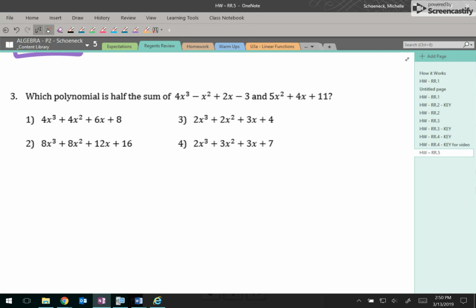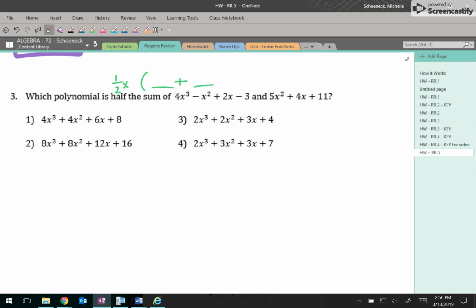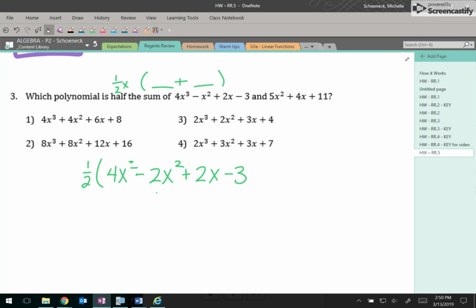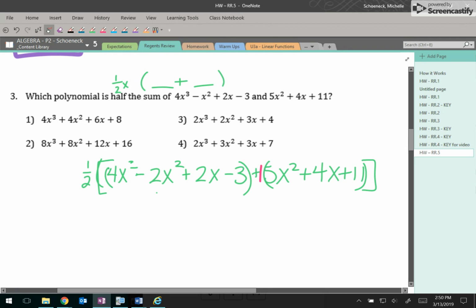Number 3, which polynomial is half of the sum? Half of the sum means I have to multiply by 1/2, but first I have to add 2 things together. All right, so I'm going to take 1/2 times 4x to the third minus 2x squared plus 2x minus 3 plus 5x squared plus 4x plus 11. I'm going to actually put those in brackets and put the smaller ones inside parentheses. Okay, because here is where I put a 1 in front and distribute.